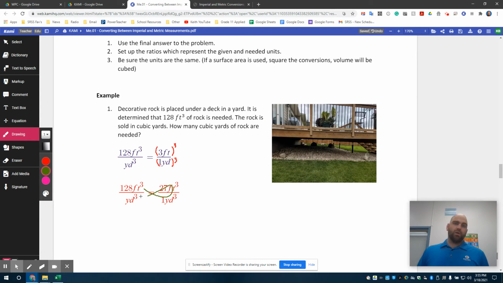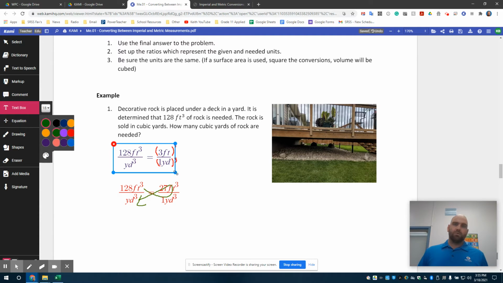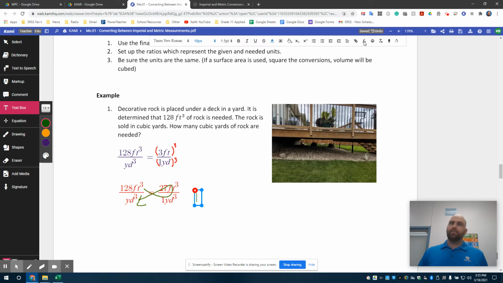Now, cross multiply and divide. What we're going to get is 128 cubic feet divided by 27 cubic feet, and we multiply by 1 cubic yard.